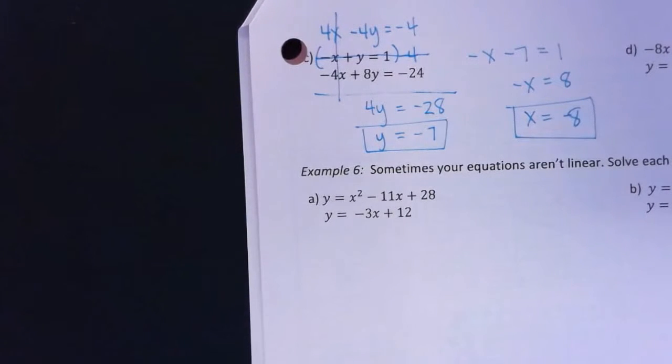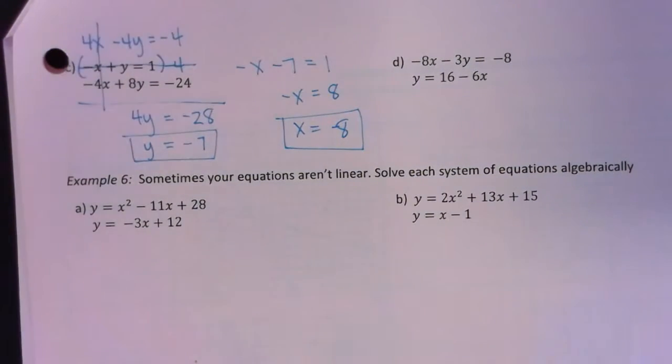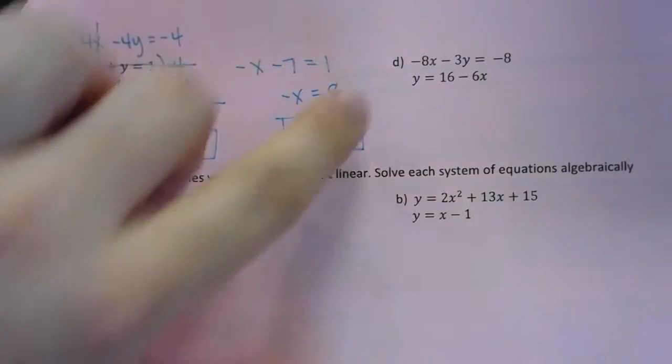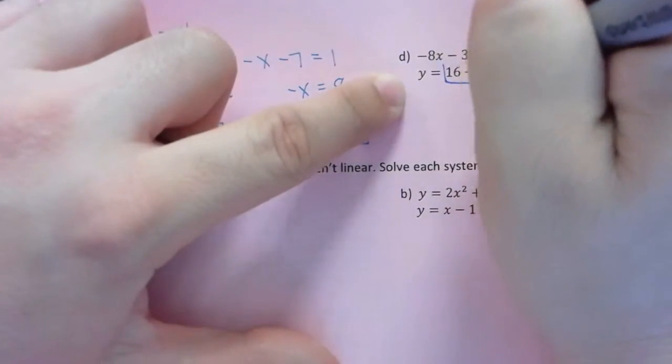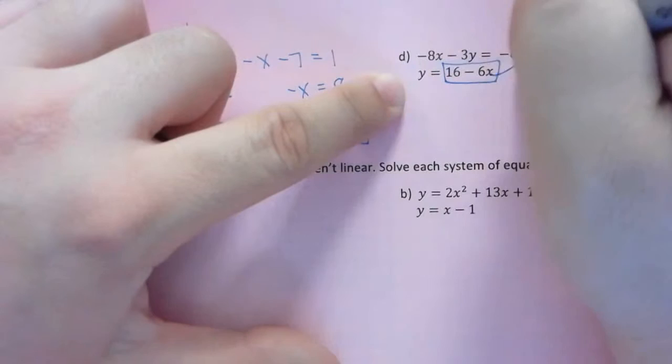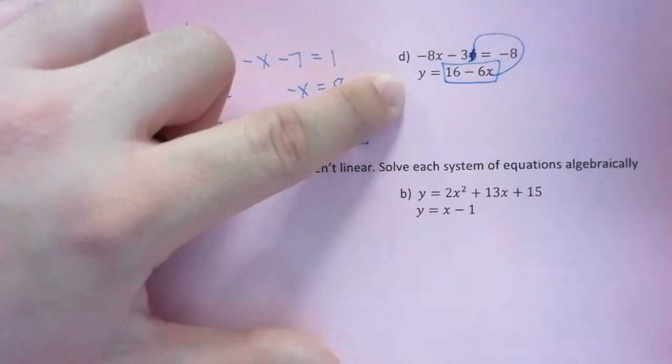I did that one by substitution last time. It just takes a lot more steps. Do what you want. I like that one better. Okay, part D though, y is already by itself, so I probably would solve this one by substitution. I'm going to take this right here and plug it in to my y from the top equation.